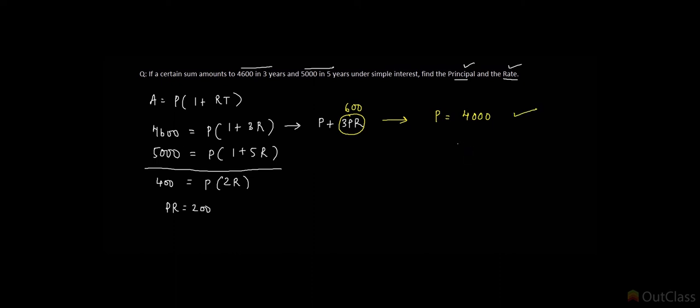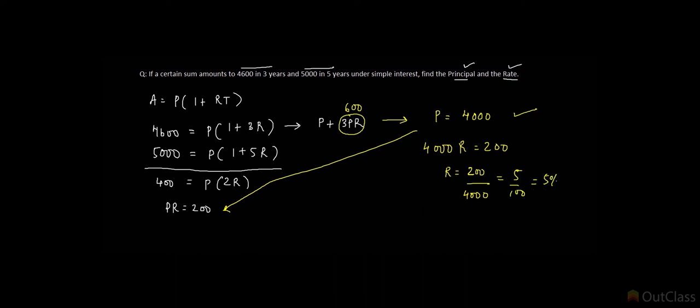We got it. Now you can substitute this 4,000 back in this equation. You basically have 4,000R is equal to 200. R is 200 by 4,000. Just cut a 40 from both sides and you will get 5 by 100, which is 5% per annum, and that was the unknown rate. We have found both. Now I want you to look at the principal and the rate that we have just found and see what happens to the amount at the end of each year.